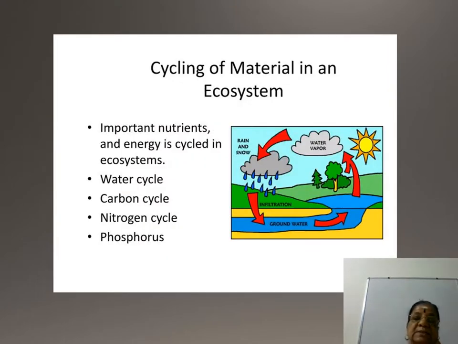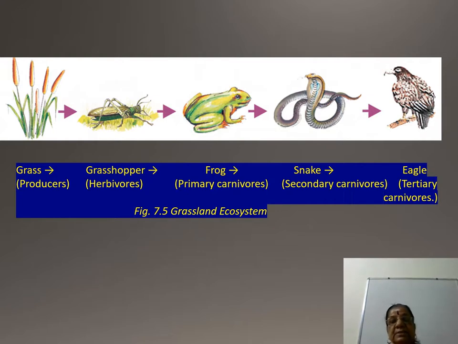The next one, cycling of material in an ecosystem. What all cycle? Seasonal changes, important nutrients and energy are cycled in the ecosystem. These are the water cycle, carbon cycle, nitrogen cycle and phosphorus cycle. This is an illustration, just understand it.